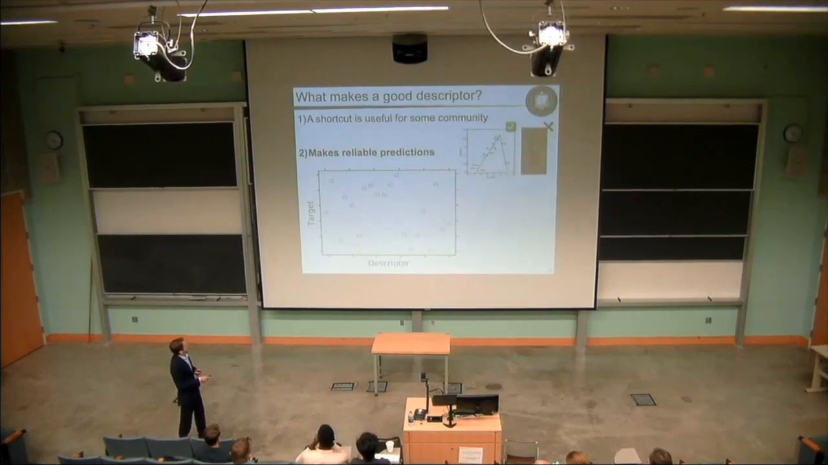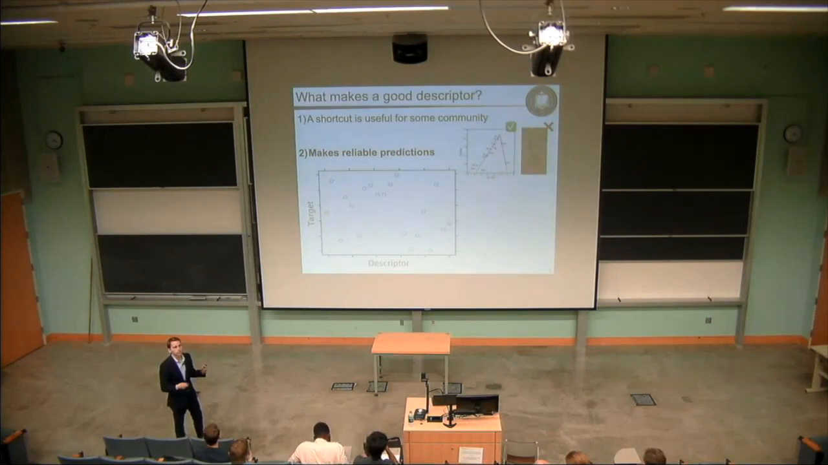So the second criteria is that, so we know it's useful for some community, we need this model to make reliable predictions. So if I imagine the distribution of some target property that we're trying to predict, this might be the total energy or band gap or some figure of merit for the material, plotted against some candidate descriptor.